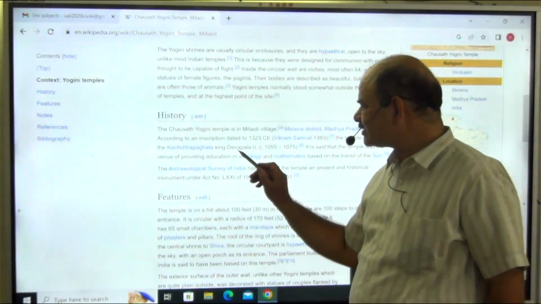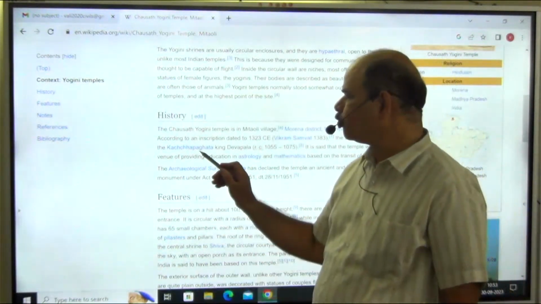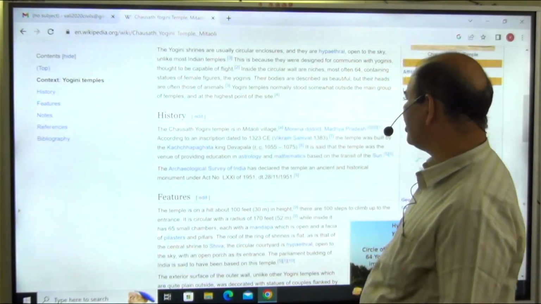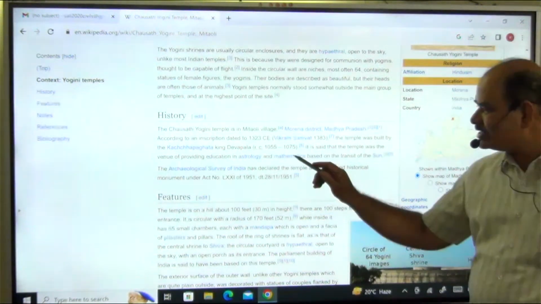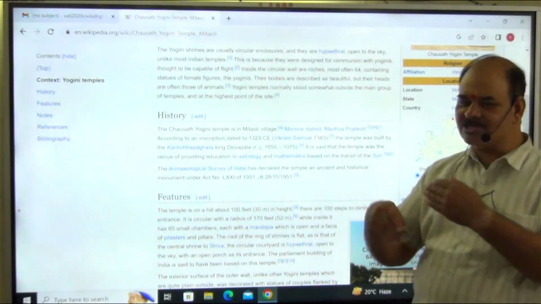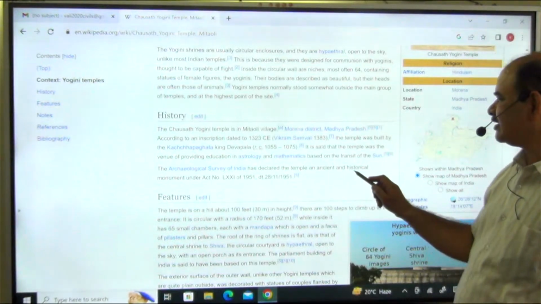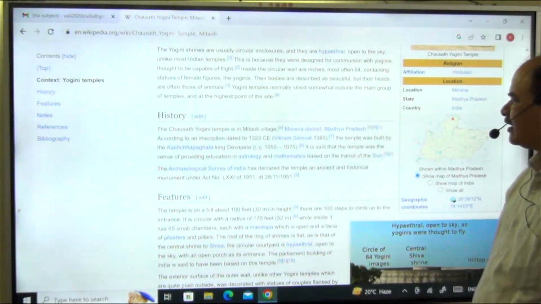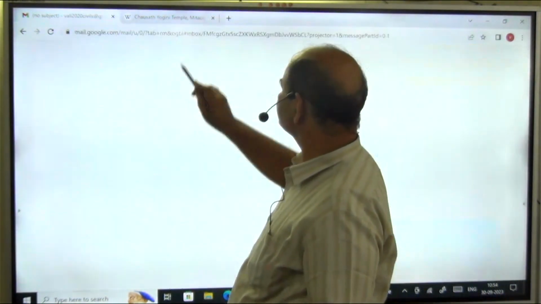And it was constructed by King Devapala, not the Devapala of Pala dynasty. Don't get confused. Kachchhapaghata King Devapala, 1055 to 1075. It is said that the temple was the venue of providing education in astrology and mathematics based on the transit of the sun. The Archaeological Survey of India has declared the temple an ancient and historical monument under Act number. Okay, that is sufficient.